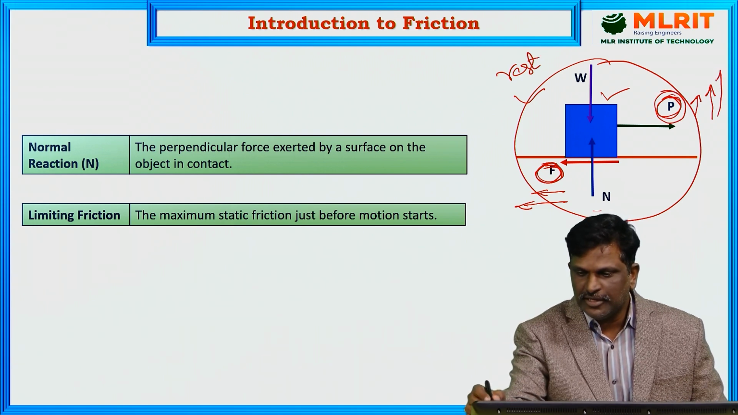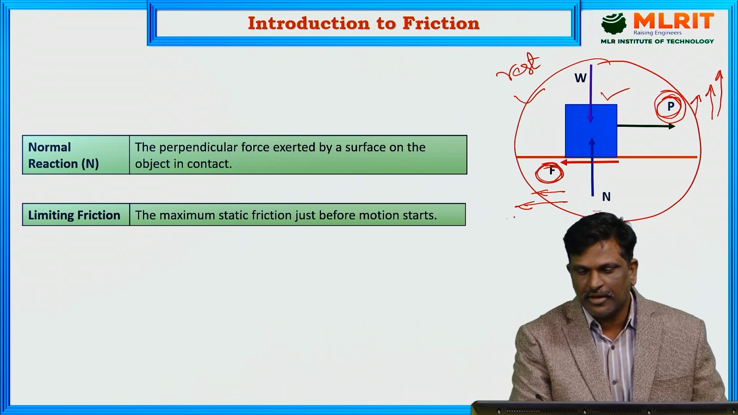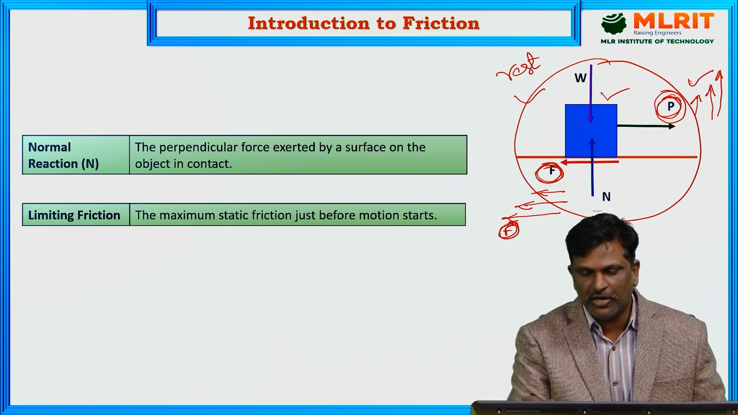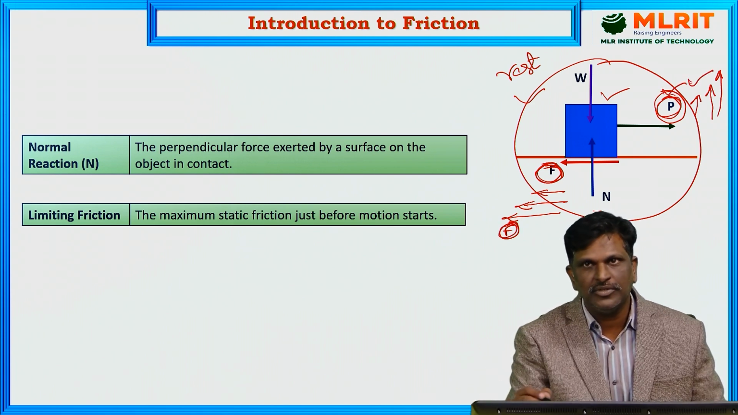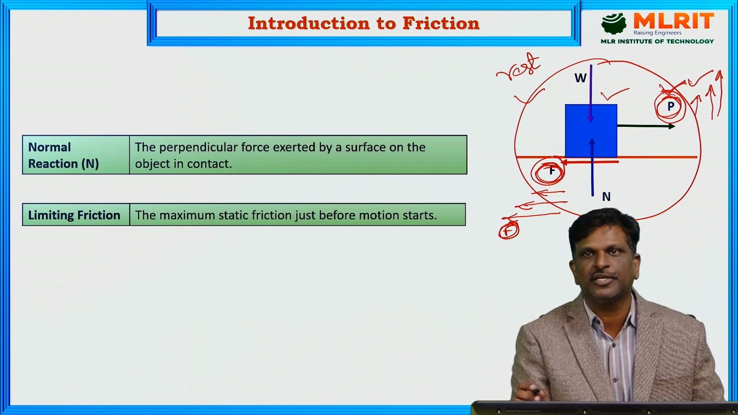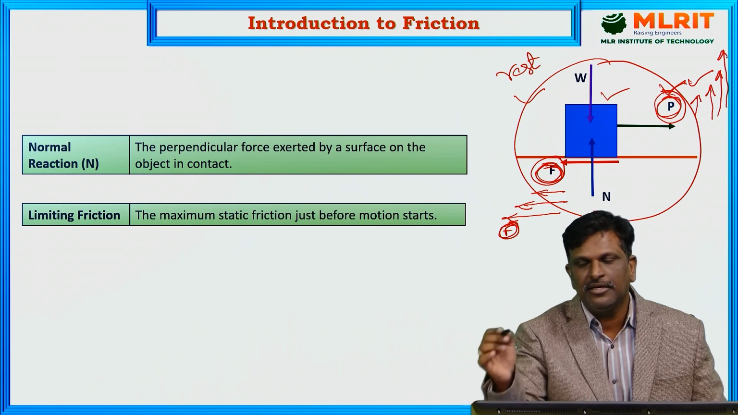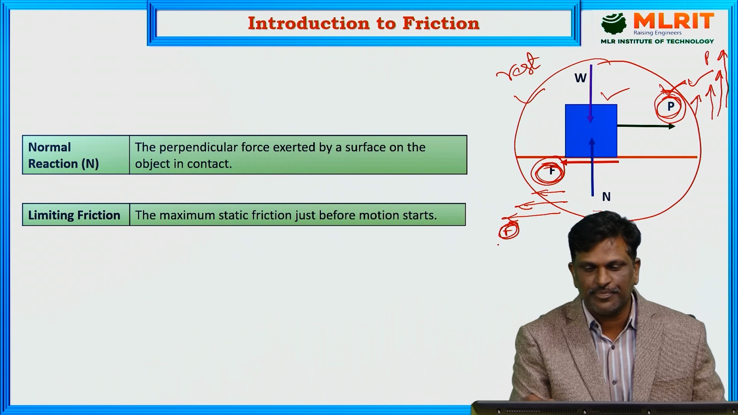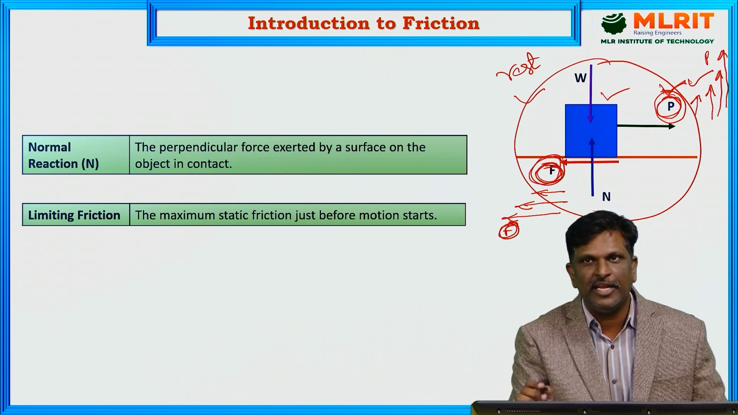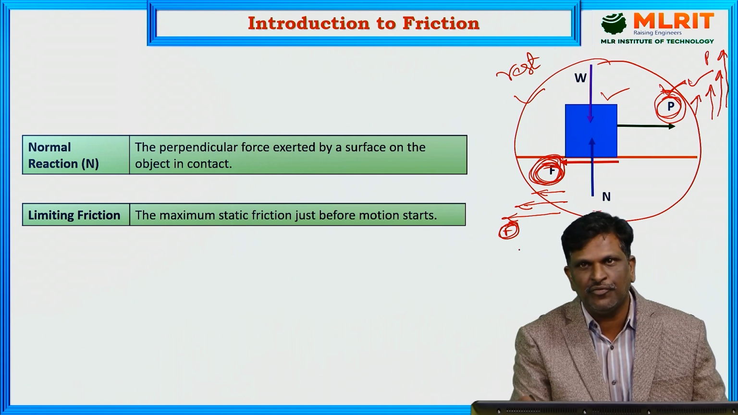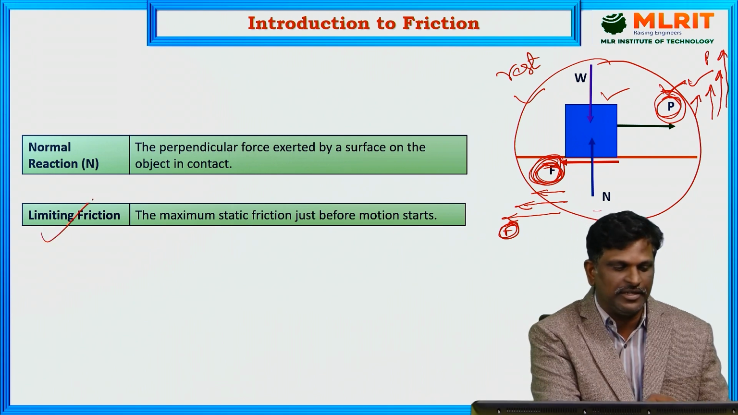If you further increase the applied force P, friction again increases, and it will always be equal to the applied force. The friction will always be equal and opposite to the applied force. But there is a limit to the friction. If you further increase the applied force, the friction will not cross its limit. It has a fixed limiting value. The maximum value of the friction before the body starts moving along with the force is called limiting friction.